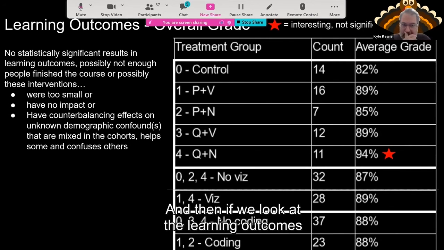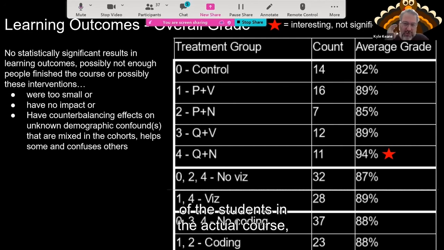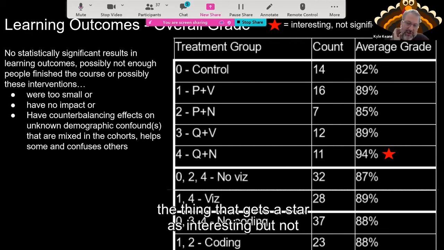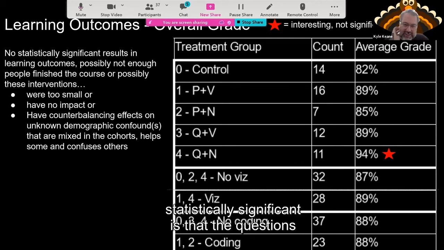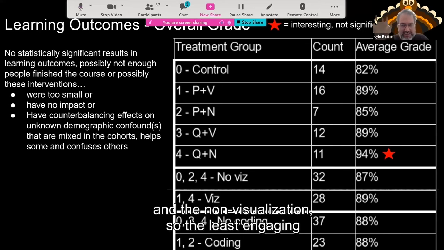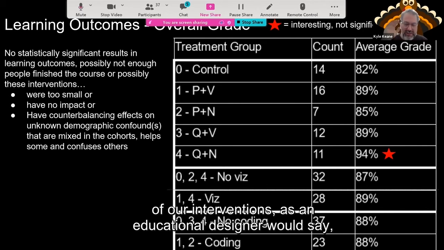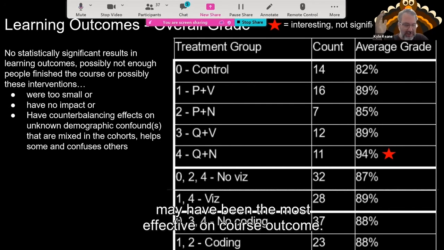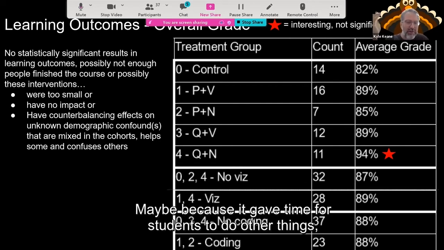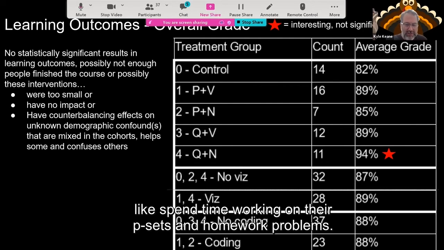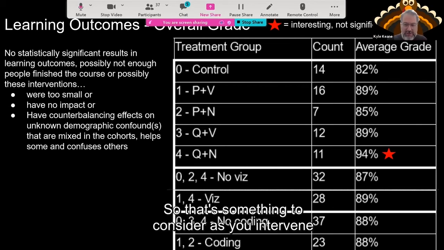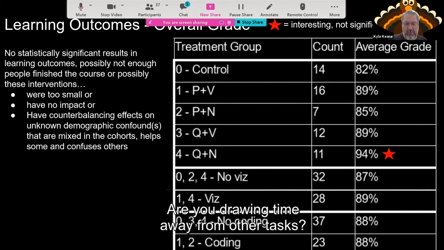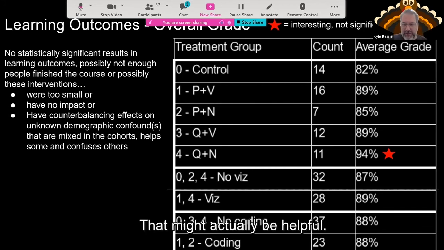And then if we look at the learning outcomes of the students in the actual course, the thing that gets a star as interesting but not statistically significant is that the questions and the non-visualization, so the sort of least engaging of our interventions, as an educational designer would say, seem to at least show some minor signal that it may have been the most effective on course outcome, maybe because it gave time for students to do other things, like spend time working on their P-sets and homework problems. So it's something to consider as you intervene in educational systems. Are you drawing time away from other tasks that might actually be helpful?